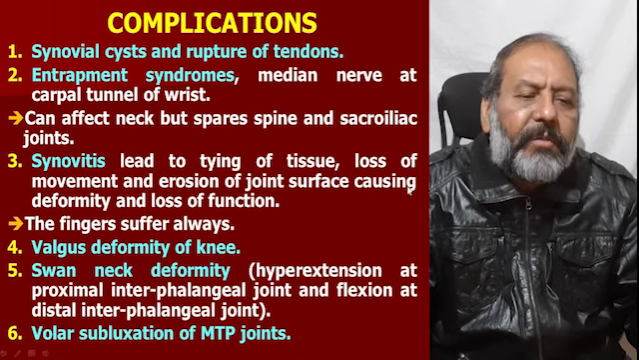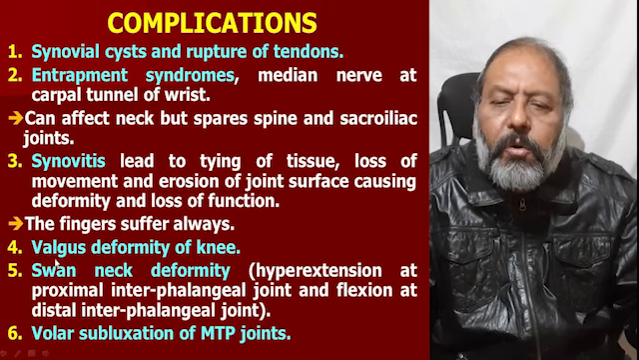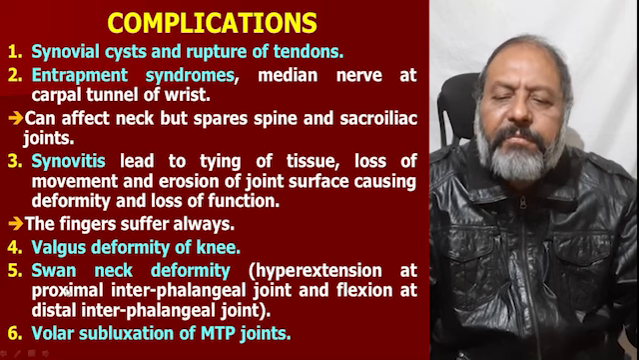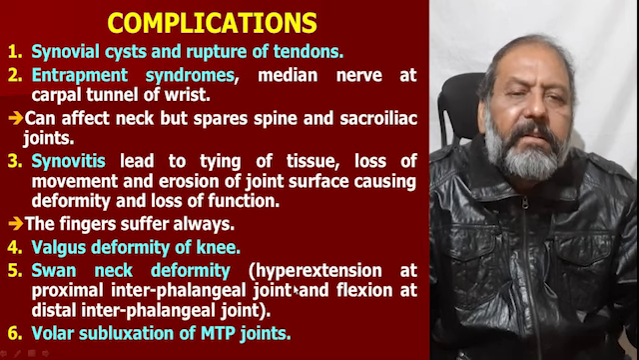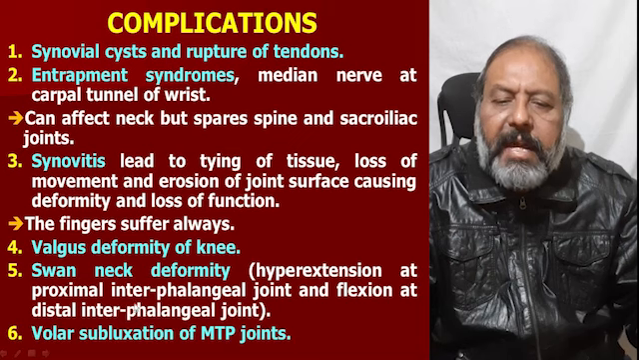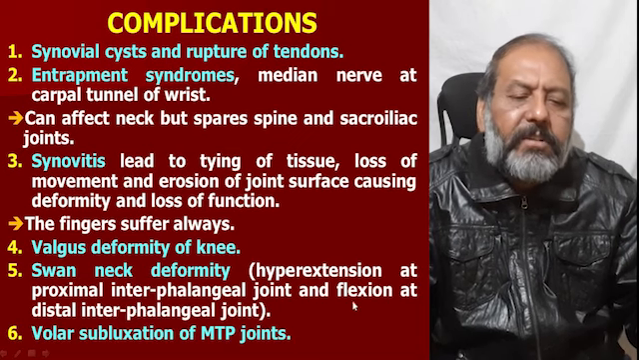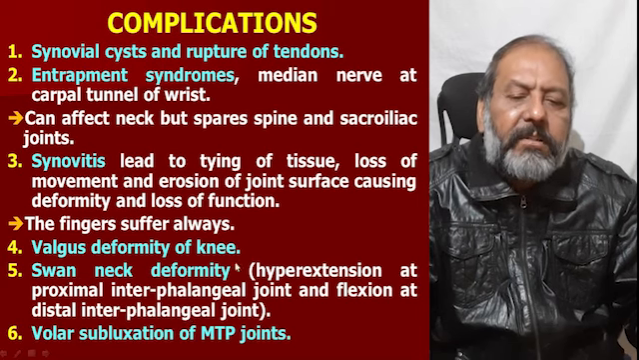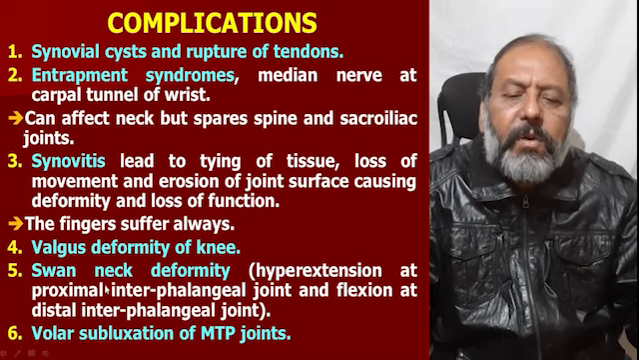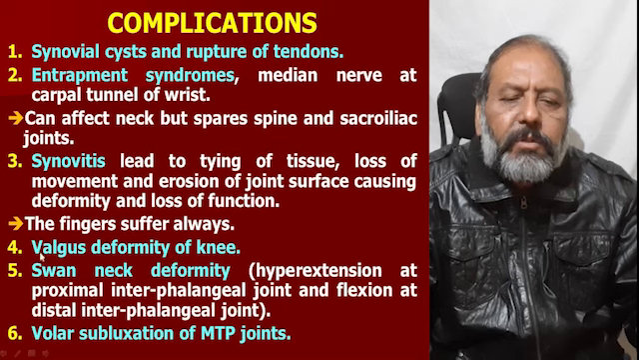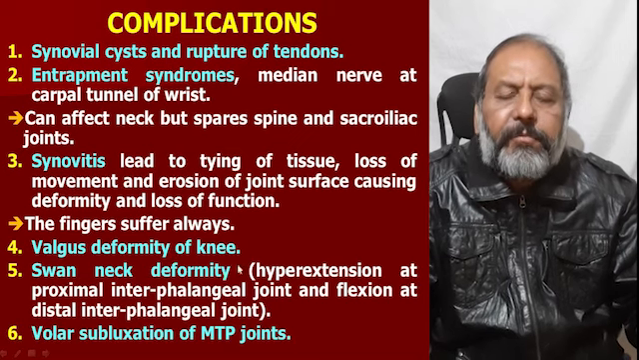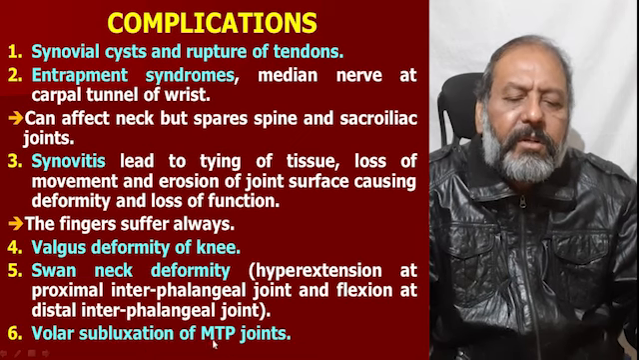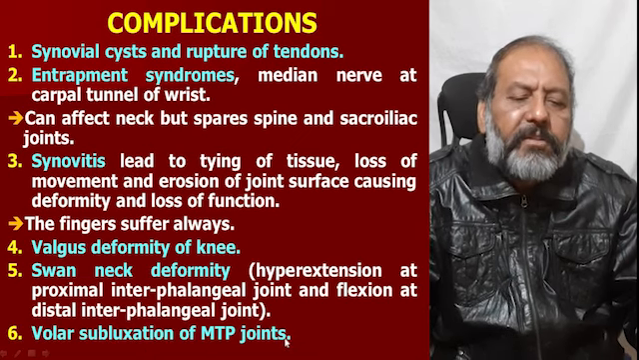The fingers suffer always. The fourth complication is valgus deformity of the knee. The fifth is swan neck deformity. There is hyperextension at the proximal interphalangeal joint and flexion at the distal interphalangeal joint, leading to a swan neck appearance, so it is called swan neck deformity. Then sixth is volar subluxation of the metatarsophalangeal joints.